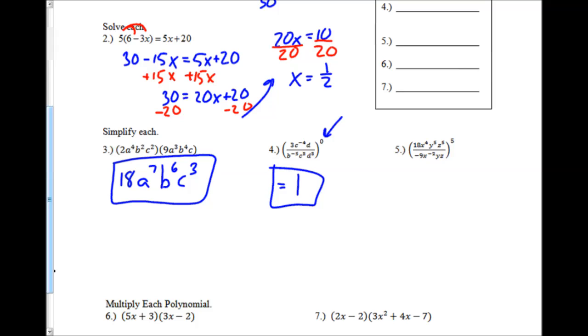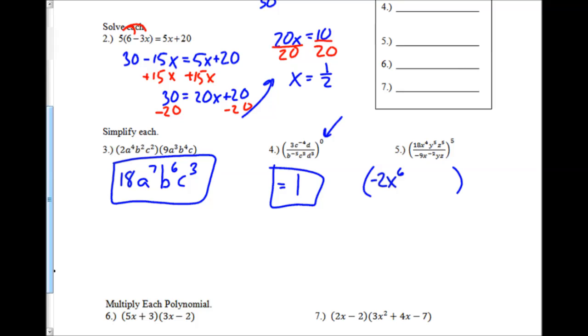With number 5, I've got a 5 as that exponent out there, so not going to be as easy as the previous one. So this time I'm going to start inside the parentheses. And inside those parentheses, that division, I'm just going to divide each piece. So I do 18 divided by a -9, which is a -2. And now when I divide, I subtract the exponent. So x to the 4th divided by x to the -2nd. I subtract the exponents. That's going to be an x to the 6th. Remember, 4 minus a -2. It's like adding the opposite.